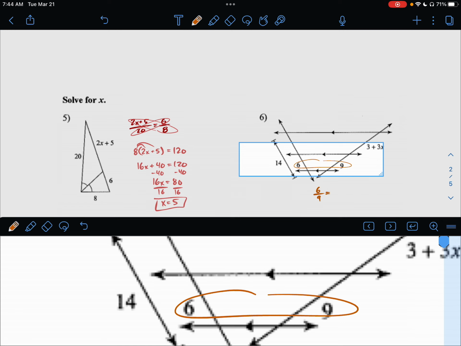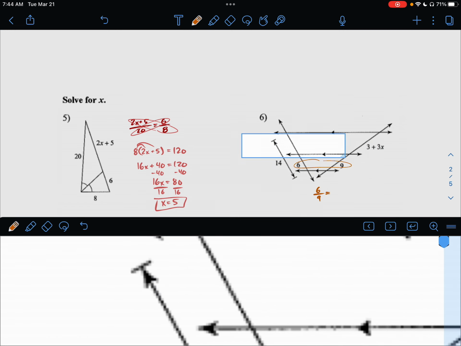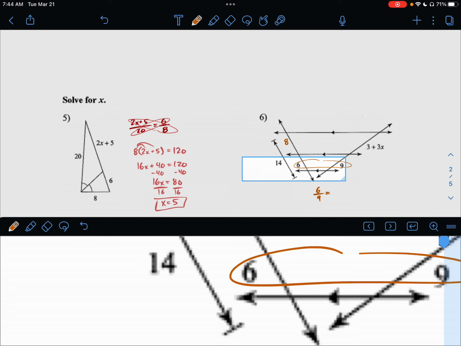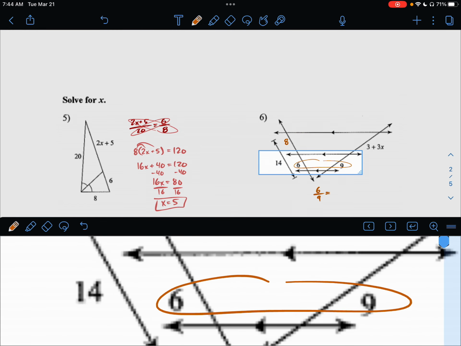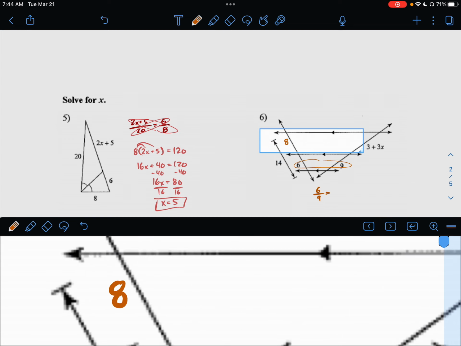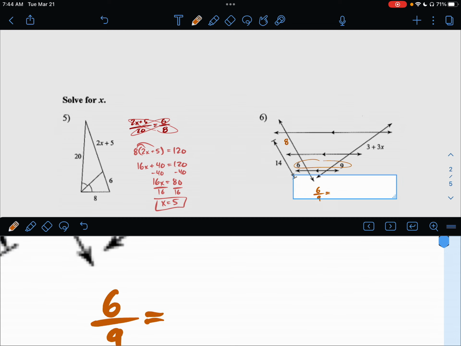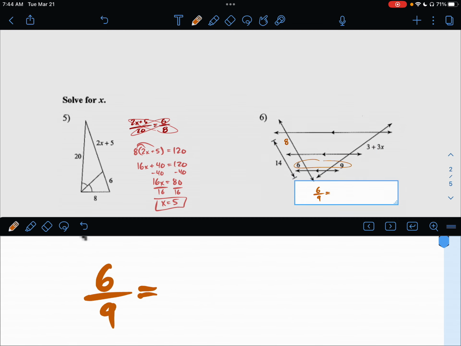Again, I can do the 14 minus the 6 to get that this part here is going to be 8 because I know this entire length is 14. I know that this part of it is 6, so I can do 14 minus 6 to get that this is 8. Another thing I could have done, so let's see, I'll set that up. I have the 8 across from the 3 plus 3x. So 8 over 3 plus 3x.